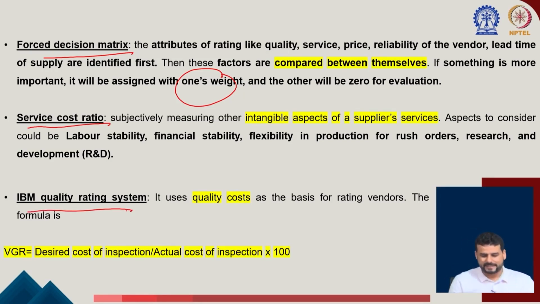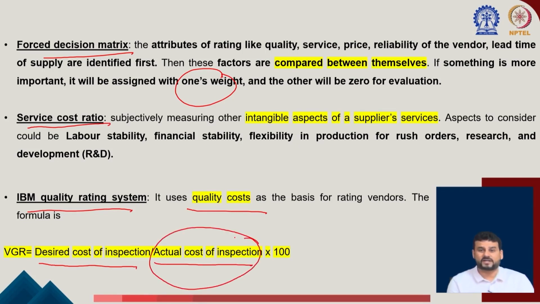So, the IBM quality rating system. They are calculating the quality cost, meaning the desired cost of inspection and the actual cost, because always the actual cost of inspection is higher, right? So how can we reduce the cost of inspection?